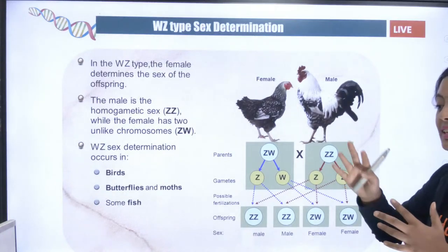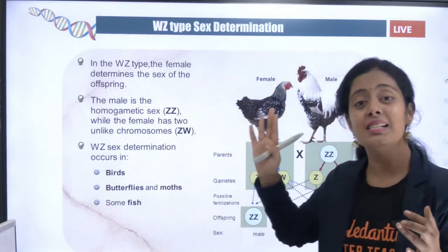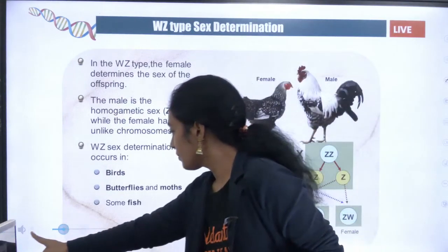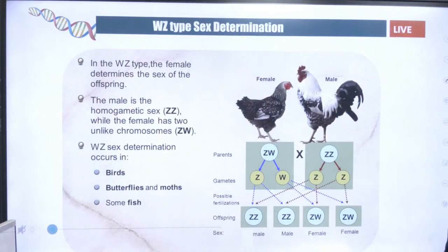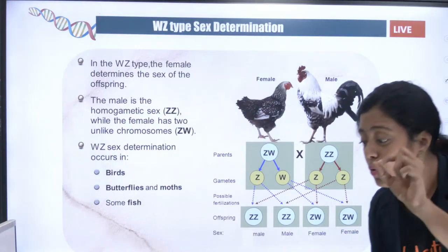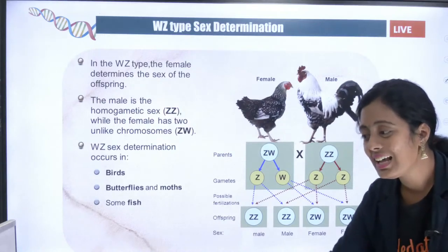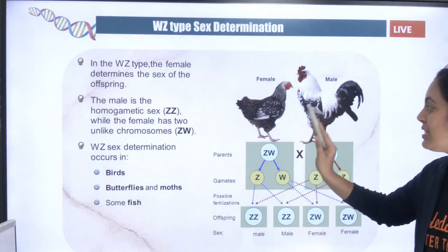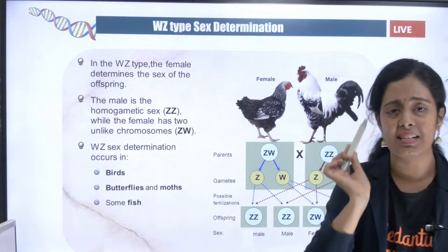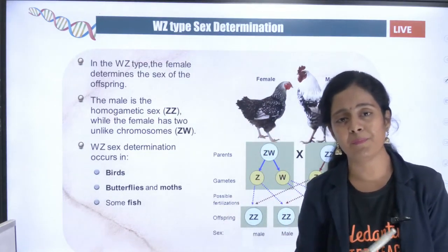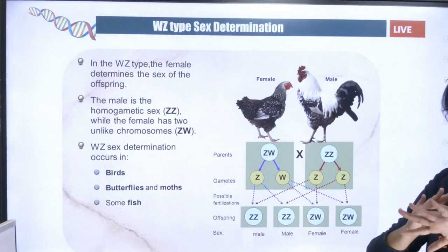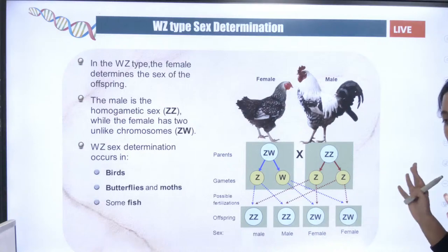We'll continue now. This is seen in your ZZ-ZW type, or we call it as ZW, this is seen in birds. Here, who is determining the sex? Can anyone tell me whether it is the male or the female? In us human beings, male is determining. Here who is determining? Very good, it is female. Very simple. Everyone understood? So this is your ZZ-ZW type.